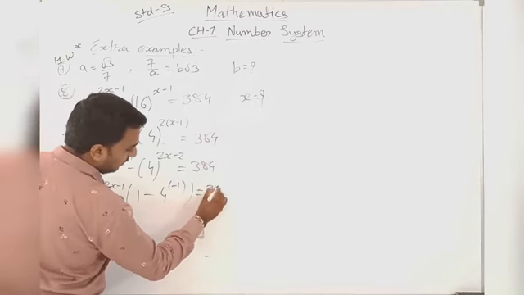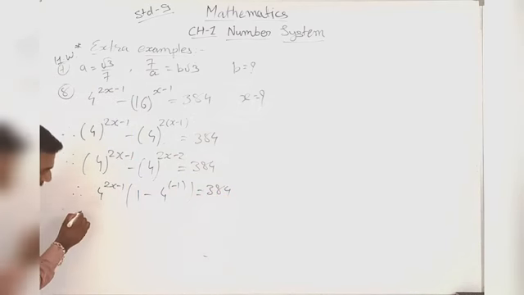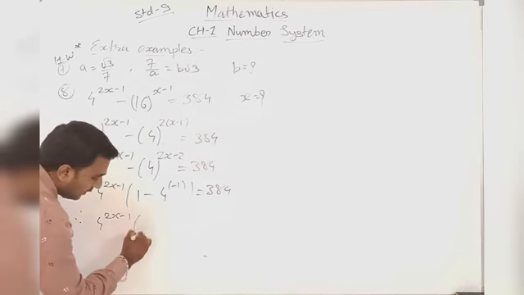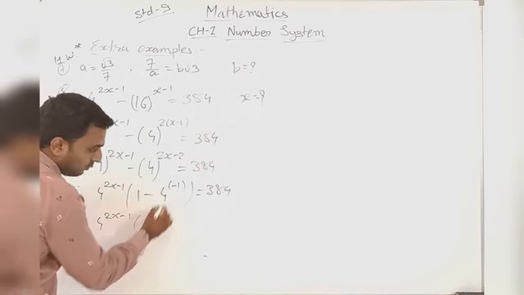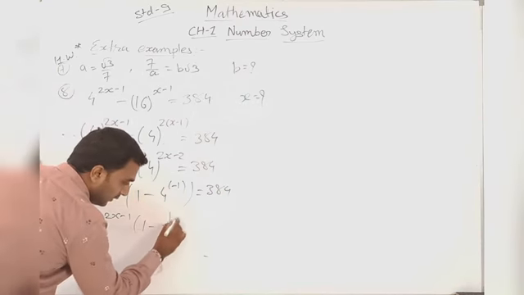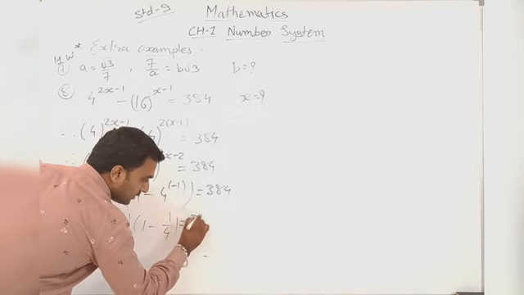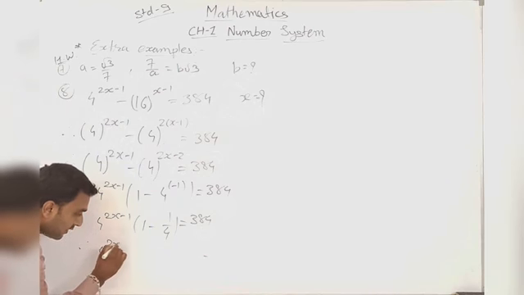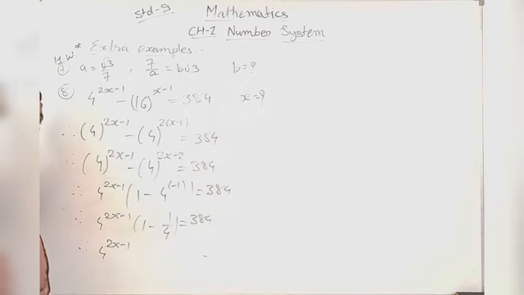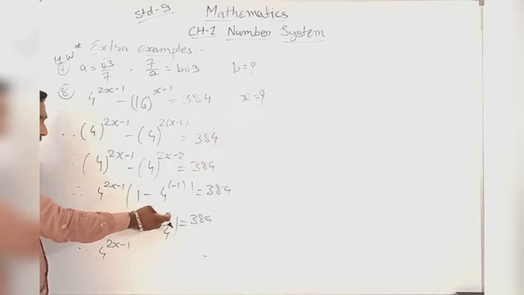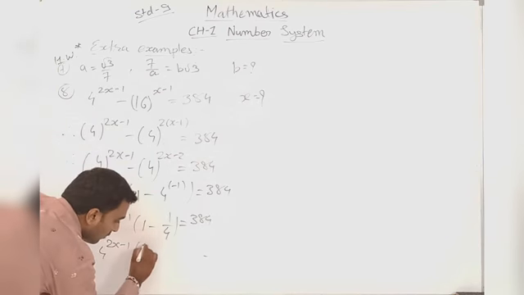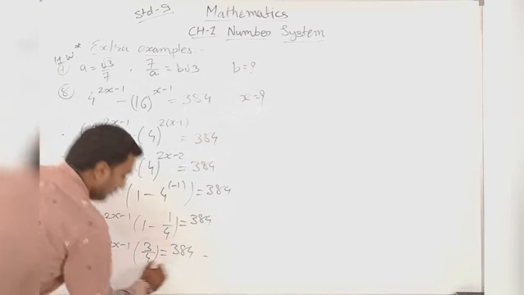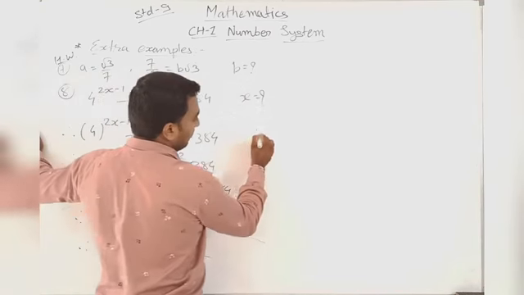Then here it is 384. Therefore 4 raised to 2x minus 1, and in the bracket 1 minus 4 raised to minus 1 power, so I'll be taking its reciprocal, so it is 384. Therefore 4 raised to 2x minus 1, and here 1 minus 1 upon 4, that is 4 minus 1, that is 3 upon 4, is equal to 384.